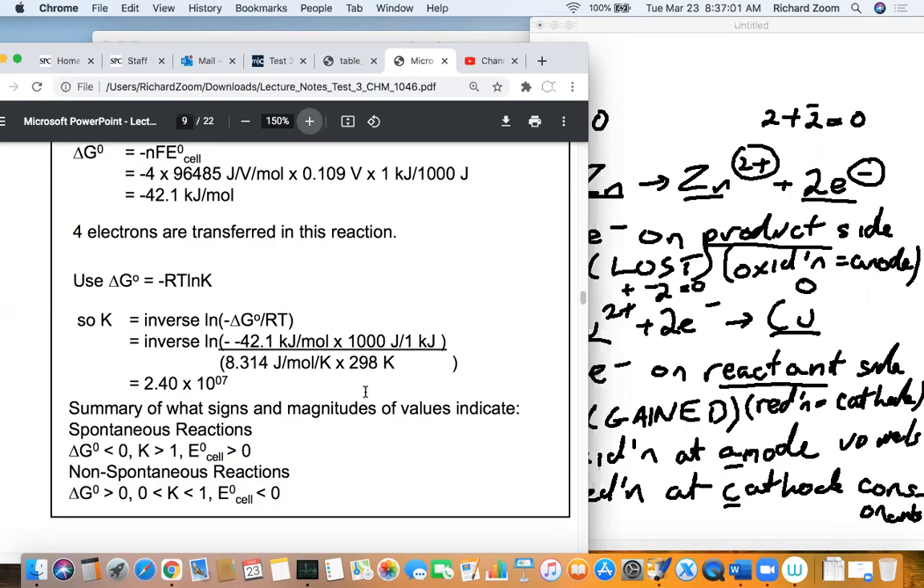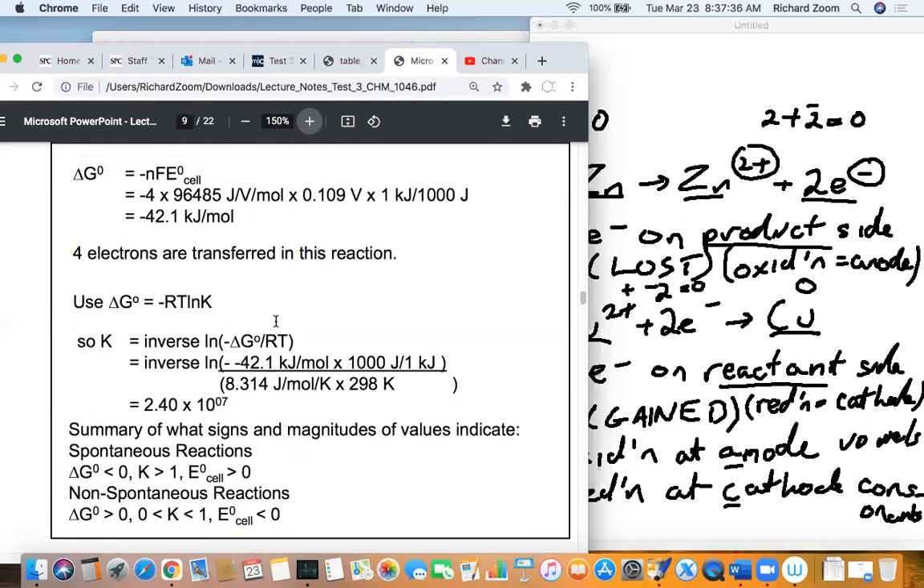Okay. So for spontaneous processes, delta G is negative. That means it's less than 0. K is going to have a value of greater than 1. And the E naught cell will be positive, greater than 0. For non-spontaneous reactions, delta G will be positive. That'll be greater than 0. K will have a value that lies somewhere between 0 and 1. And the E naught cell will be negative or less than 0. So those are just things to watch out for that will enable you to determine whether a reaction is spontaneous or non-spontaneous. All right, does anybody have any questions so far?